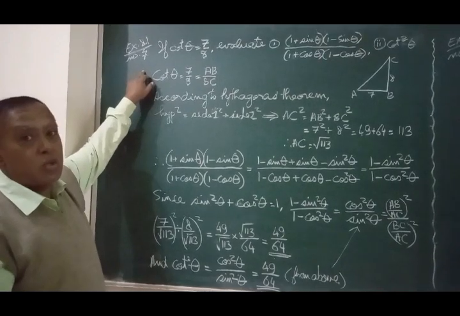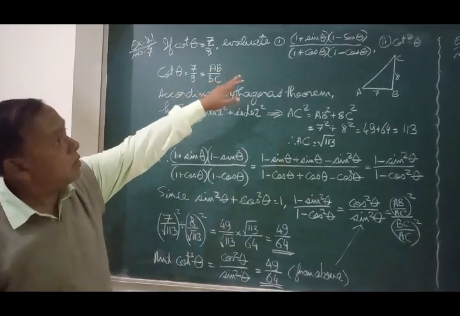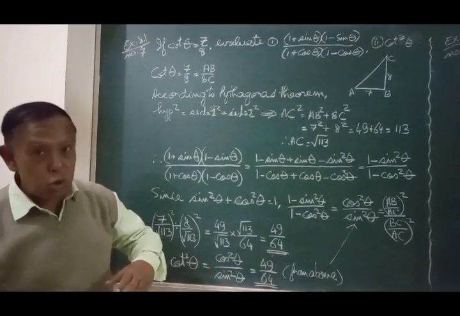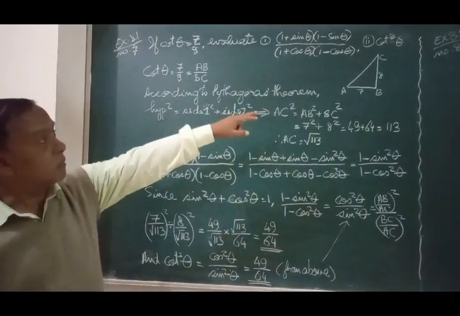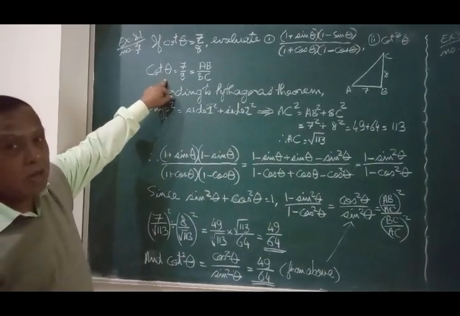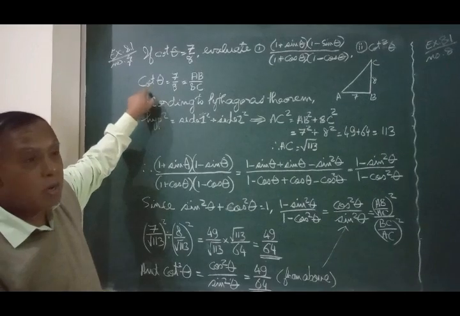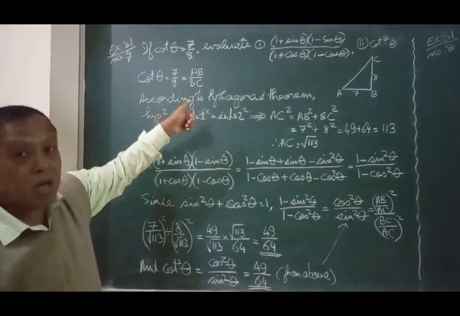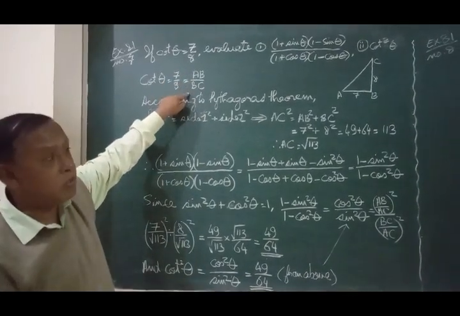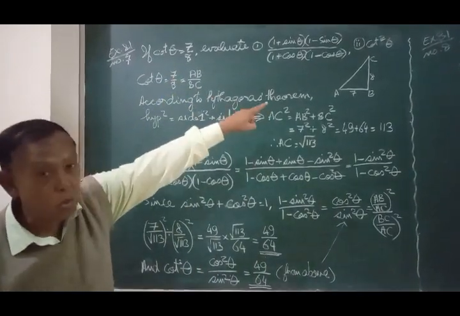We have question number 7. If cot theta is 7 upon 8, evaluate the first one, and then we have the second one. As usual, we draw the triangle. What is the meaning of cot theta? Theta, as I said before, is any angle. Cot theta is equal to 7 upon 8. And cot is the opposite of tan, so AB upon BC. So AB is equal to 7 and BC is equal to 8.